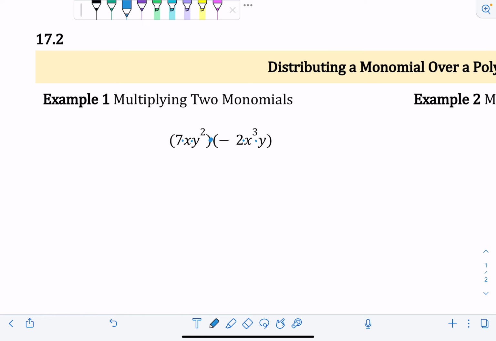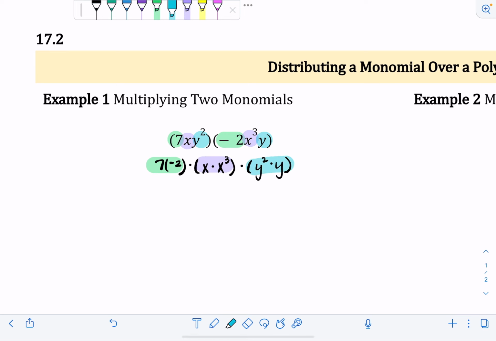So if we want, we can rearrange them to put the things that are similar together. I can take my 7 and my -2, and write them as their own little multiplication part: 7 times -2. Then I can take my x's, this is an x, and this is an x to the third power, so x times x to the third power. And then I can take my y's, so y squared times y. So what I did is I took my constants and grouped those together, I took my x's and grouped those together, and then I took my y's and grouped those together.